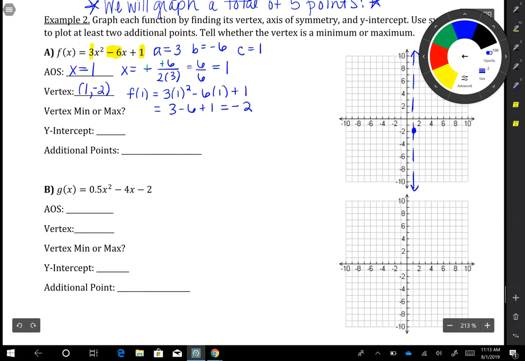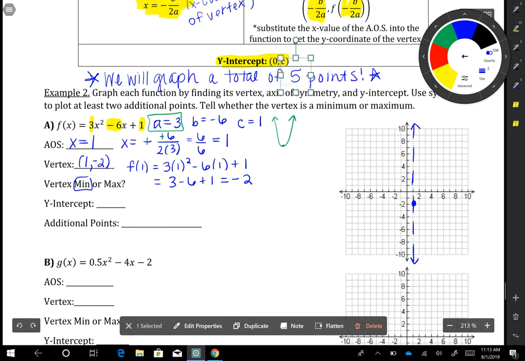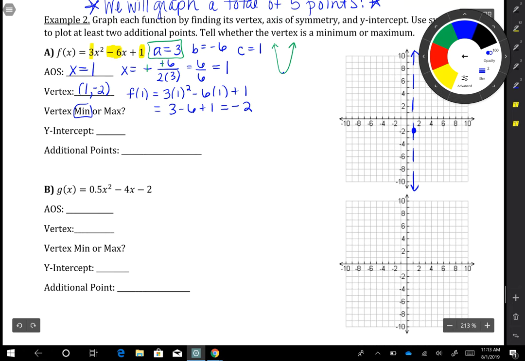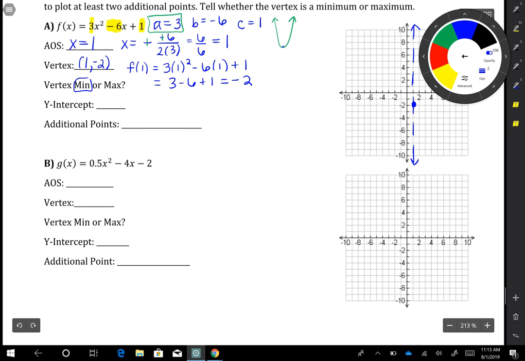There is my vertex. Now it asks me, is my vertex a minimum or a maximum? Well, because a is greater than 0, it's positive, we know our parabola is going to be opening upward. So that means our vertex is going to be the lowest point, a minimum. Okay. Our y-intercept, remember, right here is 0, c. Well, our c value is 1, so that's going to be the point 0, 1.